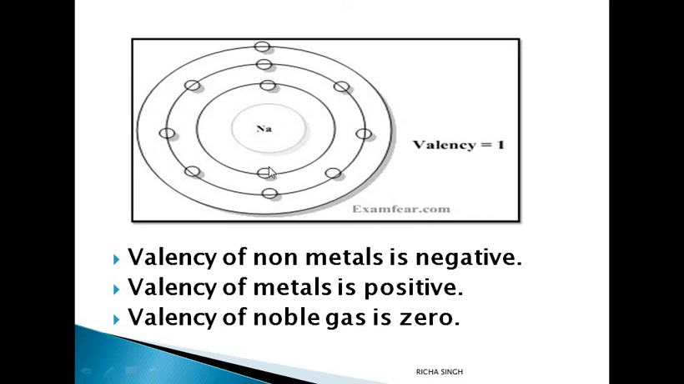So 2 electrons in the first orbit, 8 in the second, and 1 in the third orbit. This filling of electrons we will study in lesson number 4, how these electrons are being filled here. So here you can see the last orbit or the last shell is having only 1 electron, and therefore the valency of sodium is 1. It's a metal, so valency will be +1.